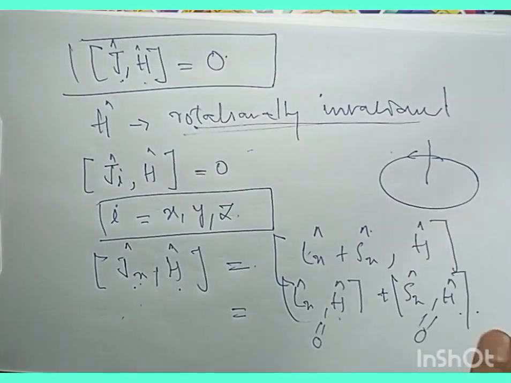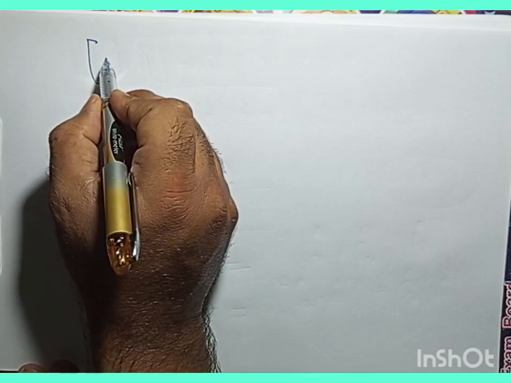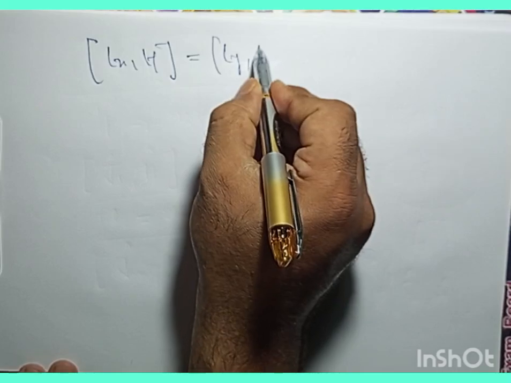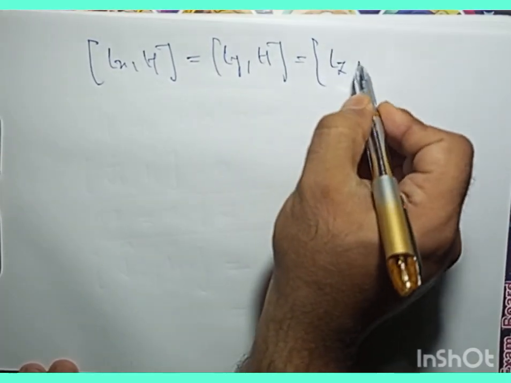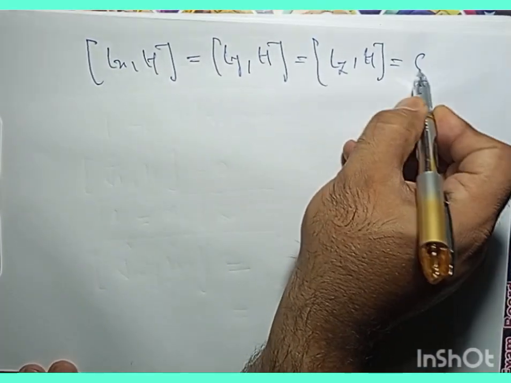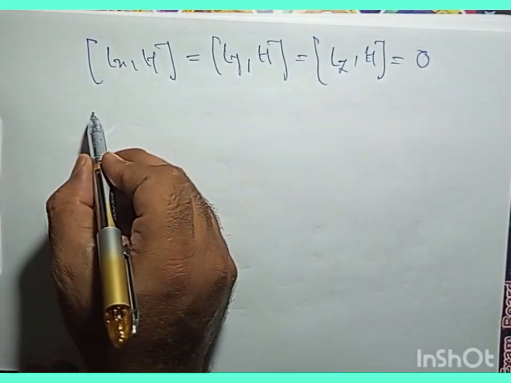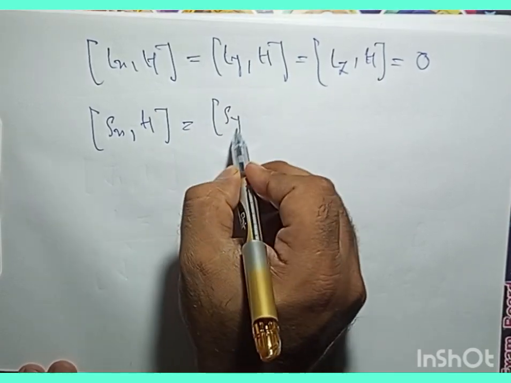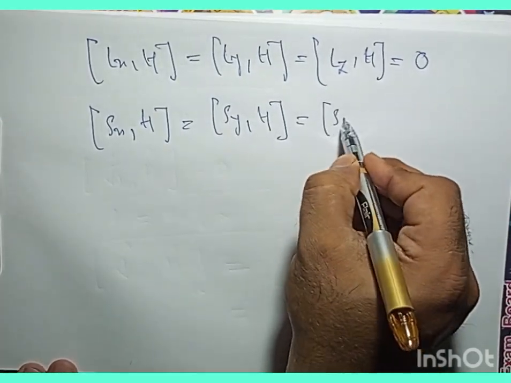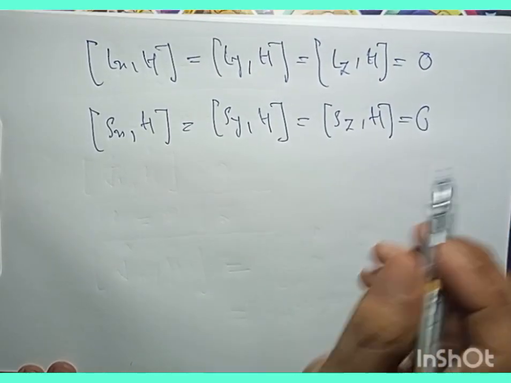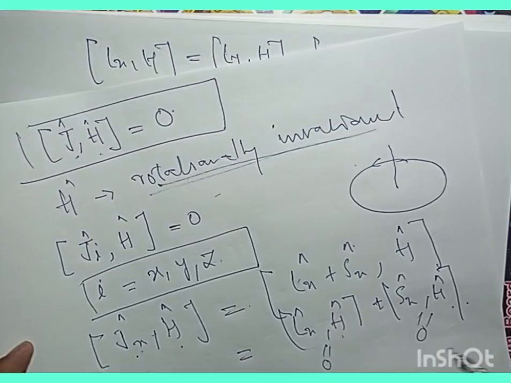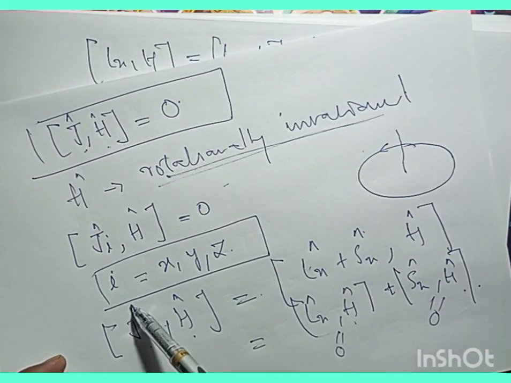And what we will have is the generalization. We know that this Lx commutes with the Hamiltonian. Similarly, Ly commutes with the Hamiltonian. Similarly, Lz commutes with the Hamiltonian. So we'll get 0 in all these cases. And in a similar way, Sx and H will commute, and Sy and H will commute, and Sz and H will commute. So we can combine all of these results.